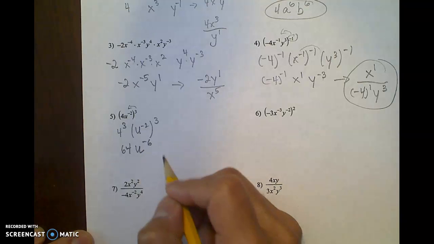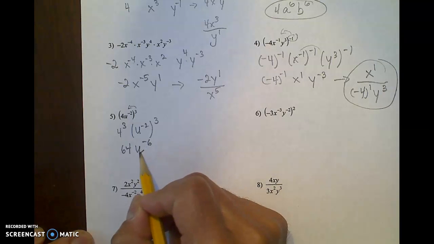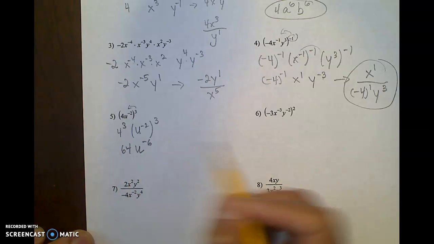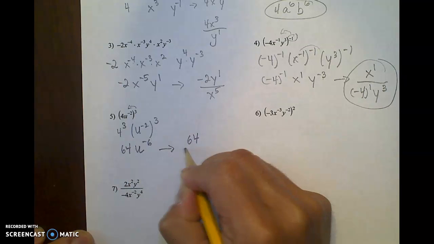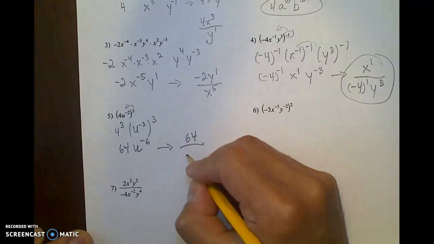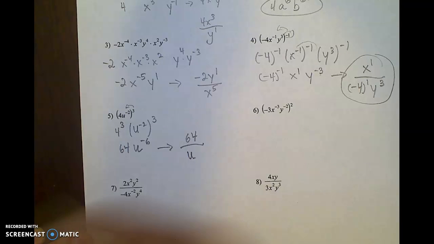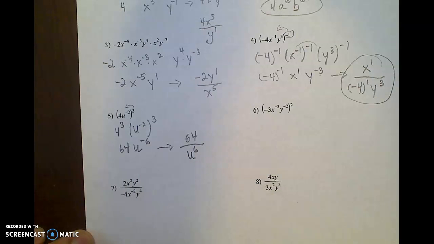Okay, so we have a negative exponent, but this negative exponent is attached to only the u. Not to the 64 and the u, just to the u. So when we write our answer, that 64 does not get flipped to the bottom. It stays up top. The only thing that gets flipped is the u, because the negative exponent is attached to the u, so that gets flipped into the reciprocal, and then the exponent becomes positive.